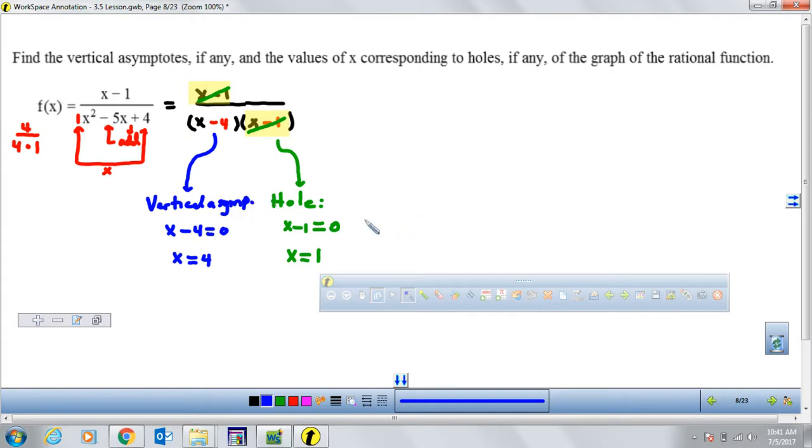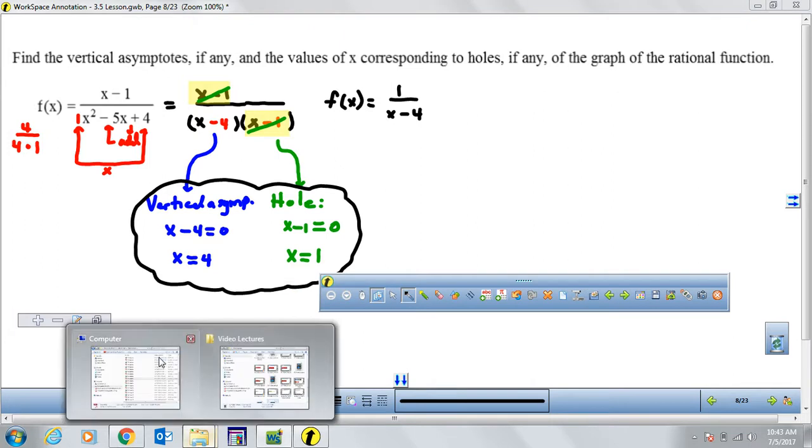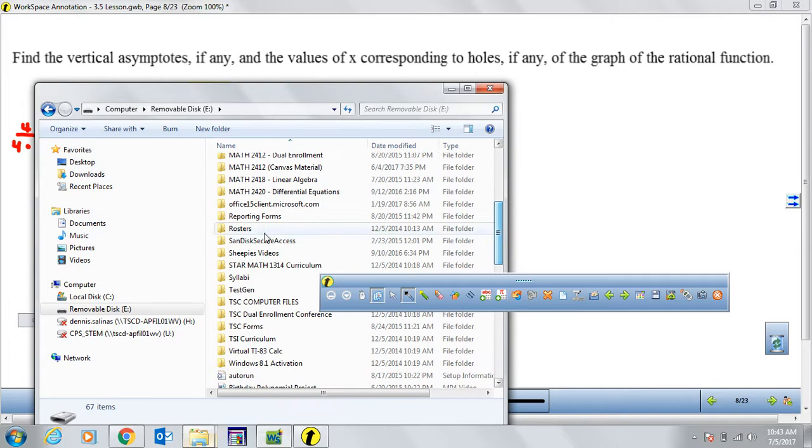Okay. So now let me show you basically how the hole and the vertical asymptote look if we graph this function. You see that on my new function, once I simplify it, we are left with 1 over x minus 4, right? Because there's nothing left on the numerator, that means we have a 1. Now let's look at the calculator and do that here, so I can show you how the hole looks.